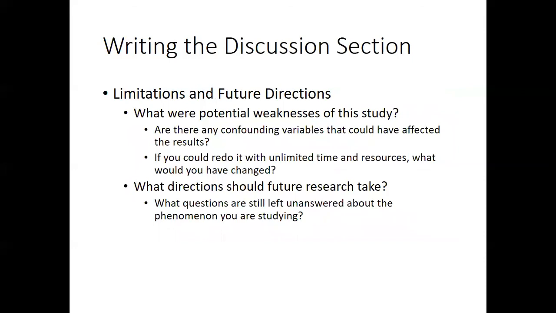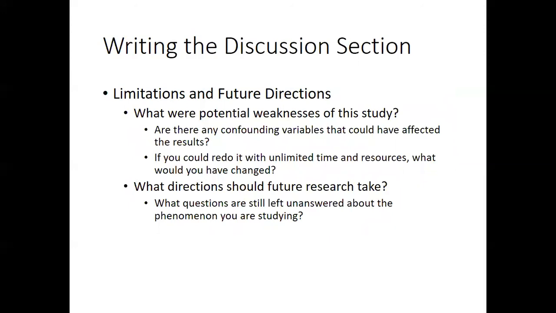And then the final section of your discussion, well, actually, it's not the final section. Next is going to be your limitations and future directions. So think about what are potential weaknesses of the study. Are there any confounding variables that could have affected the results? Go back and look at the questions that were asked. Look at the materials, the pictures that we used. Think about how we recruited our sample or any of these things, potential weaknesses. And if you could redo the study with unlimited time and resources, what would you have changed?